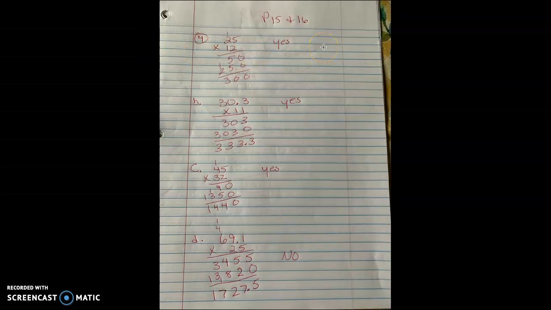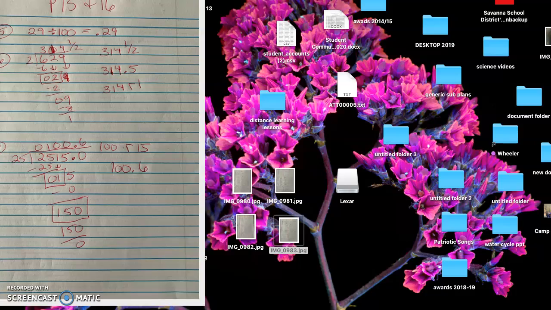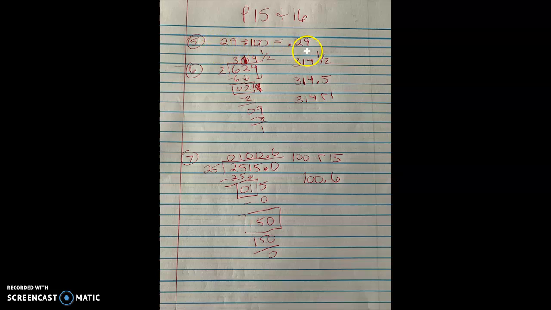Let's look at question number 4. On question number 4, A is yes, B is yes, C is yes, D is no. And again, be careful with your multiplying 2-digit numbers, and then also if it has a decimal in the question, make sure it has a decimal in the answer. Okay, question number 5. We're going to be taking 29 divided by 100. So again, I move the decimal twice to the left and I get 0.29.